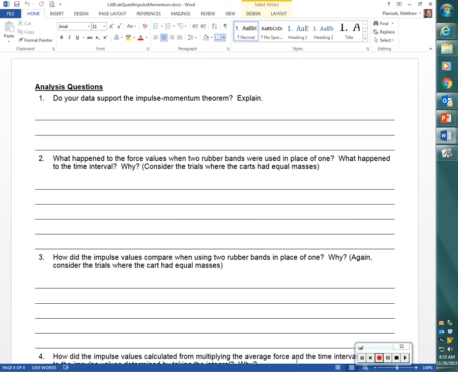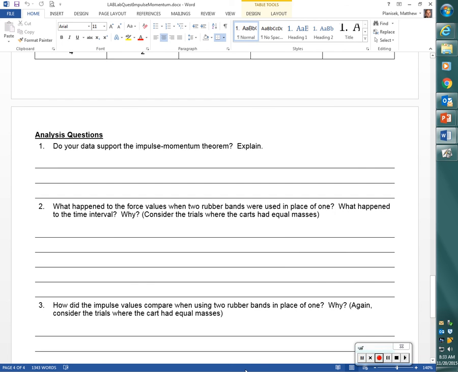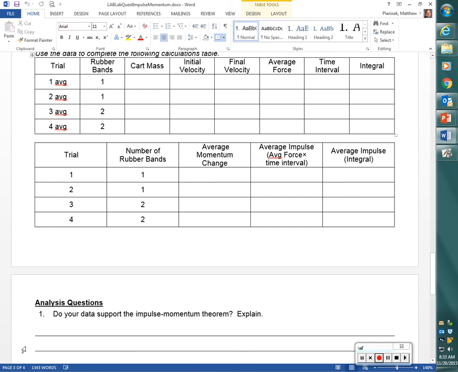Impulse changes the momentum of an object, right? So if we go to the data table at the bottom of page 3, what should you see about this column here and that column there? What is this column? Change of momentum. What is this column? So what should we see about those two things? They should be the same, because impulse causes a change in momentum, right?